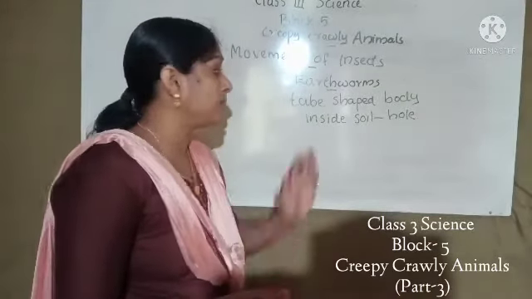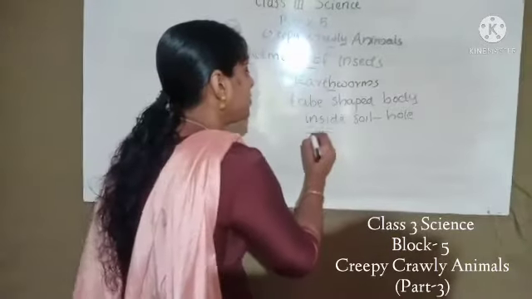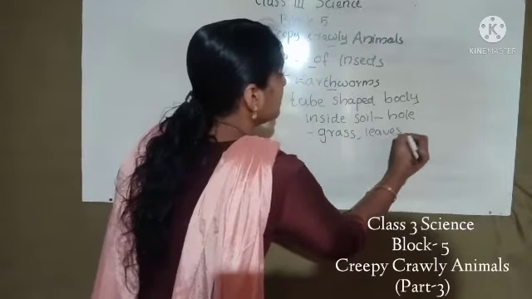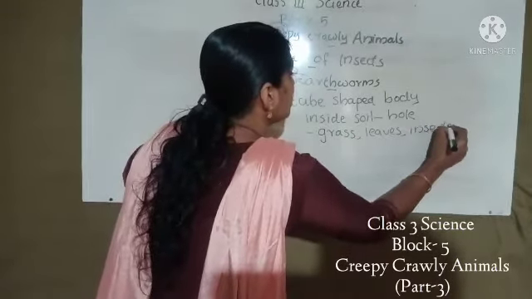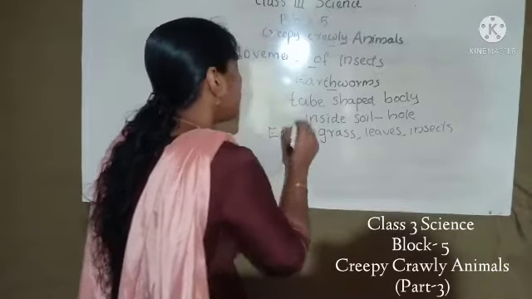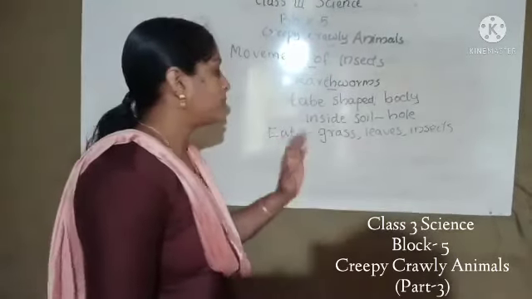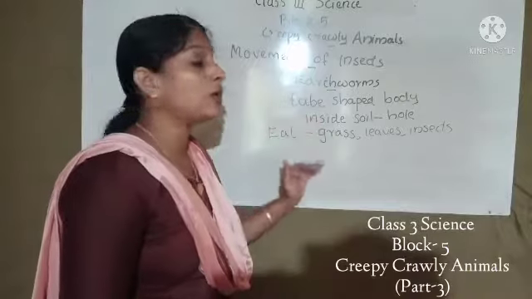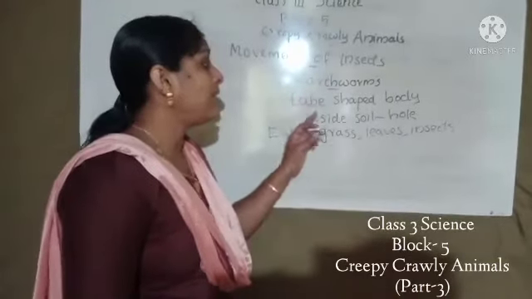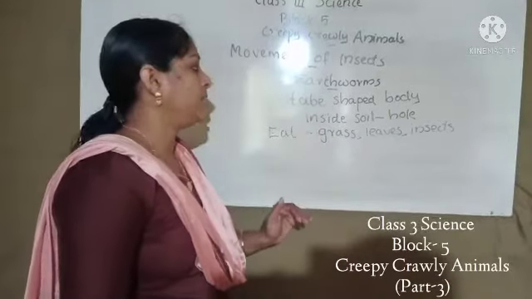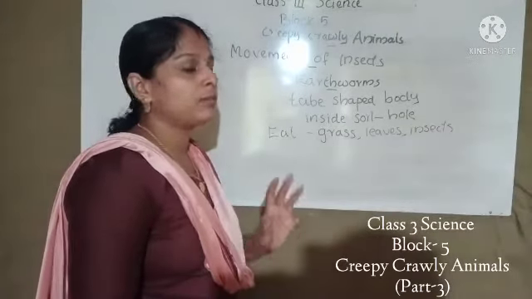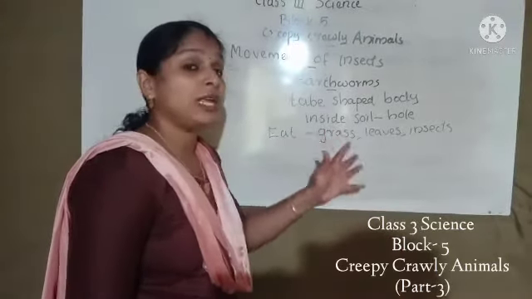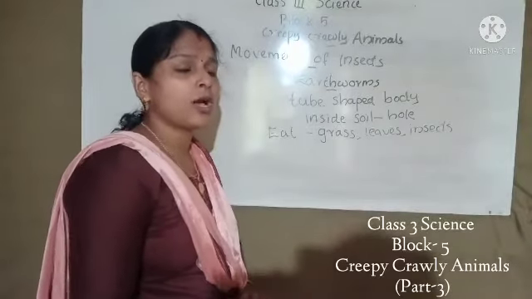Then what food do these earthworms eat? Yes, earthworms eat grass, leaves and small insects in the soil. That is the food of earthworms. So we understood the body of earthworms. They have a tube-shaped body and live inside the soil. They make holes inside the soil and live inside them, and they eat grass, leaves and insects found in the soil.